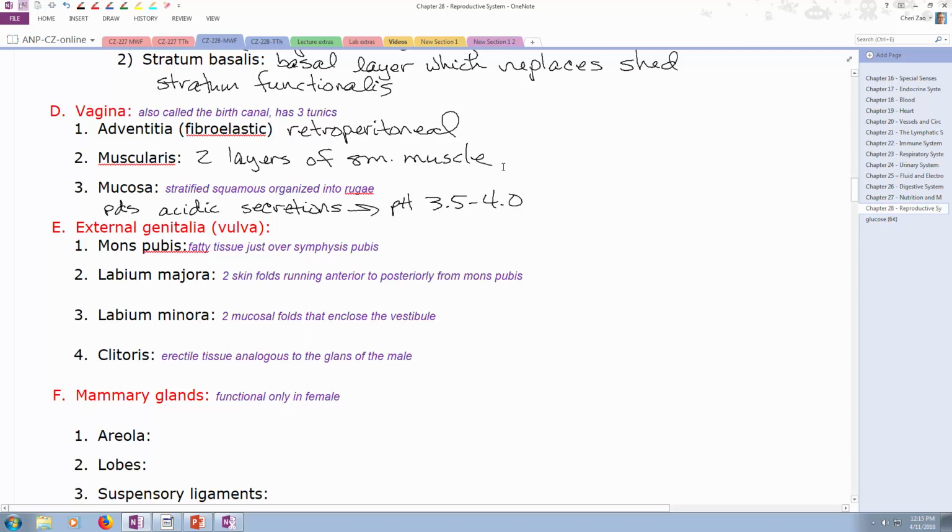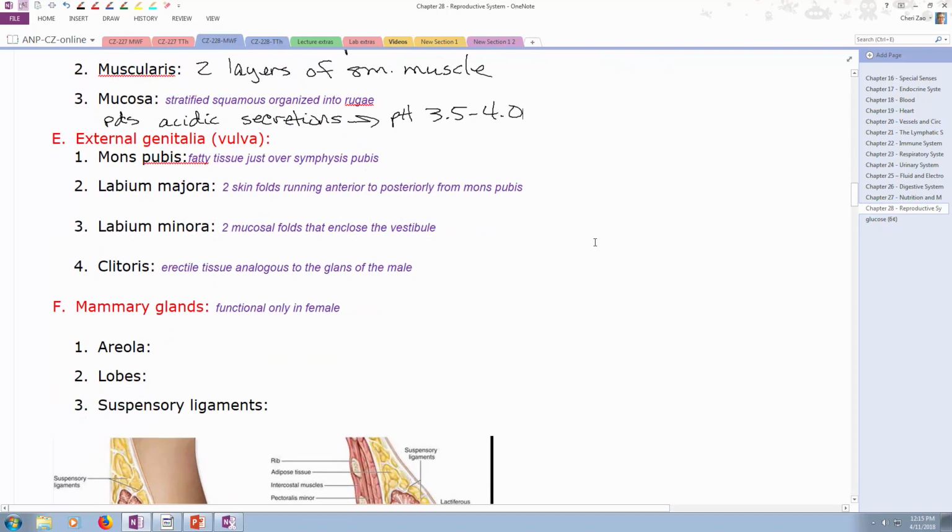Moving down to the next topic, external genitalia, also referred to as vulva. The mons pubis is indeed some fatty tissue over the symphysis pubis that actually provides some cushioning or padding to that area. Then we have labia majora and labia minora. Labia majora, as the name says, it's the larger of the two, and they are the most obvious 2 skin folds running from an anterior to posterior aspect along the area called the perineum of the woman, and the anterior aspect would actually start at the mons pubis. It is analogous to the male scrotum.